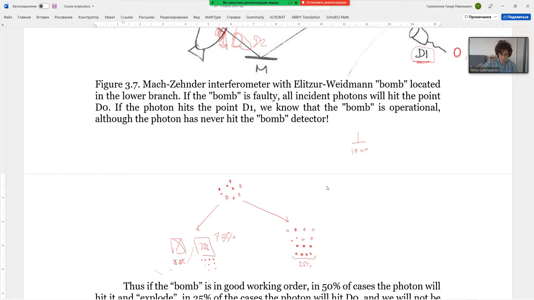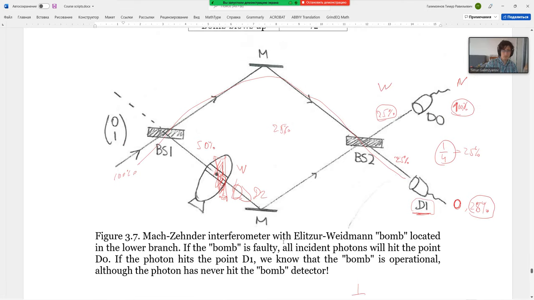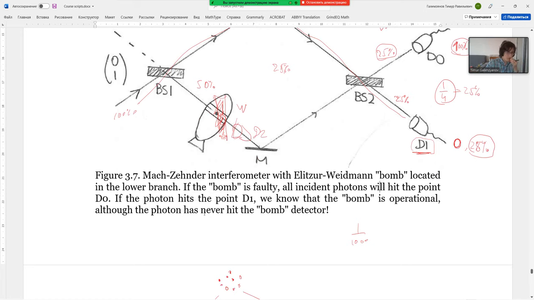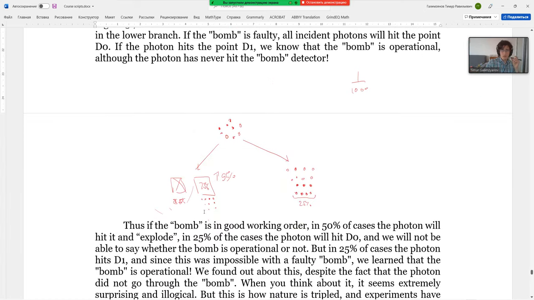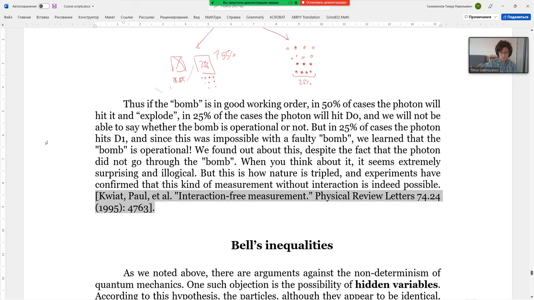But still, you can check the Bell inequalities. You can build the experimental setup. It's one of the simplest experimental setups in quantum optics. The Mach-Zehnder interferometer, and the Elitzur-Vaidman bomb test, you can implement it. And I described to you this fascinating experiment of so-called interaction-free measurements. Yeah, that's the reference for the paper about the interaction-free measurements.